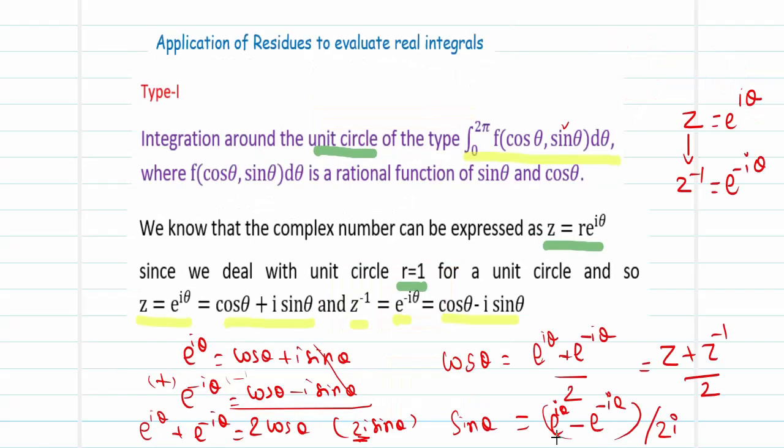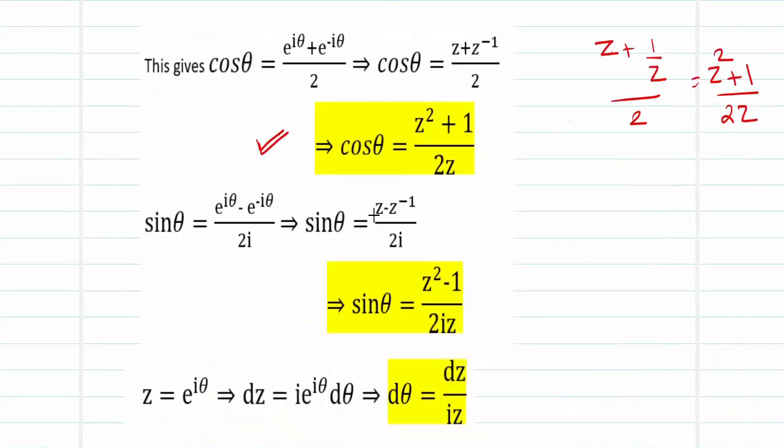In a similar fashion, I can replace sin theta as z minus z inverse divided by 2 times i. Similarly, you bring this 1 by z to the denominator, divided by 2i. z on cross multiplication gives you z square minus 1 divided by 2i, and the LCM of z comes down. So sin theta is replaced as z square minus 1 by 2iz. So in my integral, wherever I have cos theta, I will replace it with z square plus 1 by 2z, and wherever I have sin theta, I will replace it with z square minus 1 by 2iz.